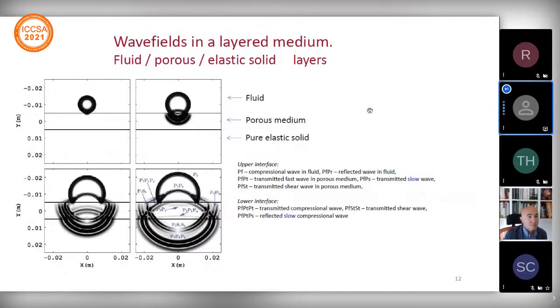Okay, so we solved a lot of numerical test problems. Here I show only a few. Here you see the picture of wave propagation in the layered medium. Layers are fluid, porous medium, and pure elastic solid. Here we apply a diffuse interface approach, so we simulate regions with a pure fluid, pure solid, and porous medium. Here you can see all types of waves, including slow compressional waves.